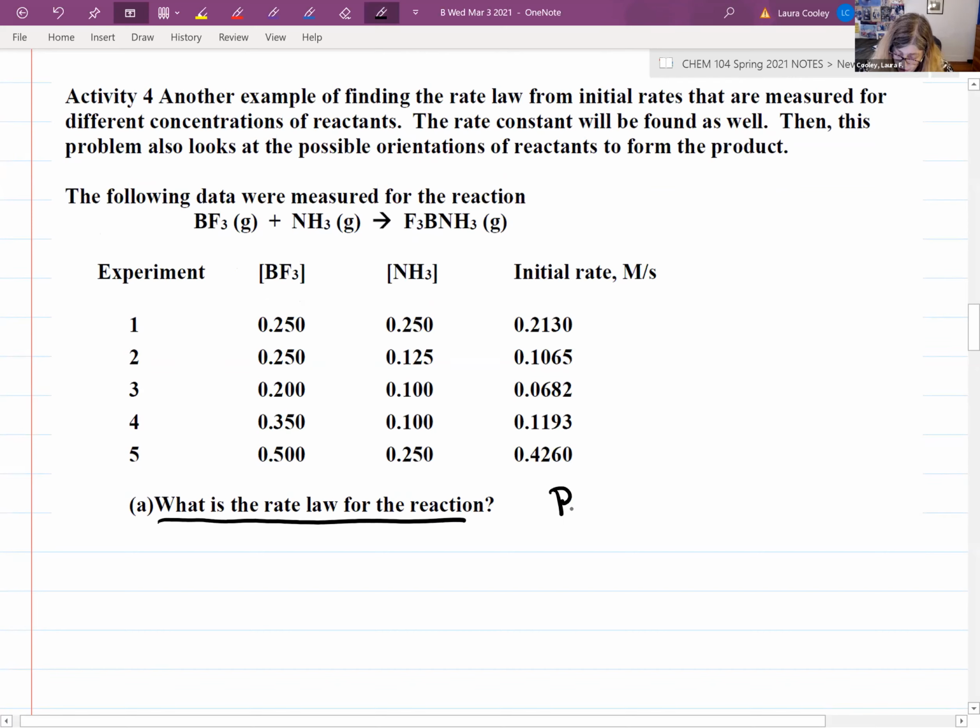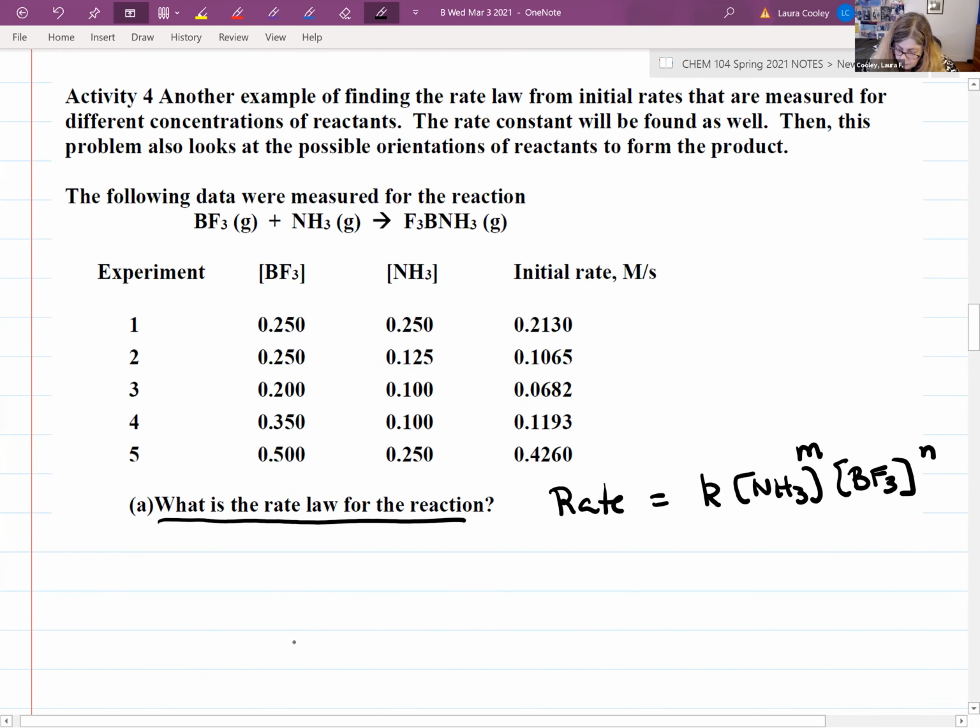So the first thing we're going to do here is to figure out what is the rate law. So remember, we're trying to find those powers. So we know it's going to be the reactant. We have NH3 ammonia to the M, BF3 to the N. Okay, this is an interesting reaction.